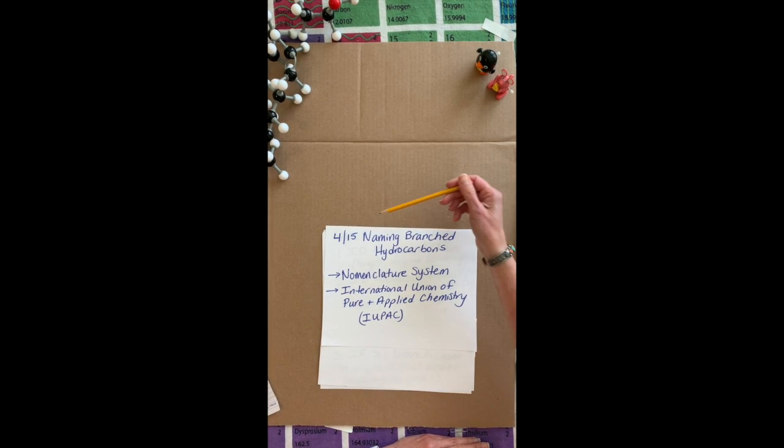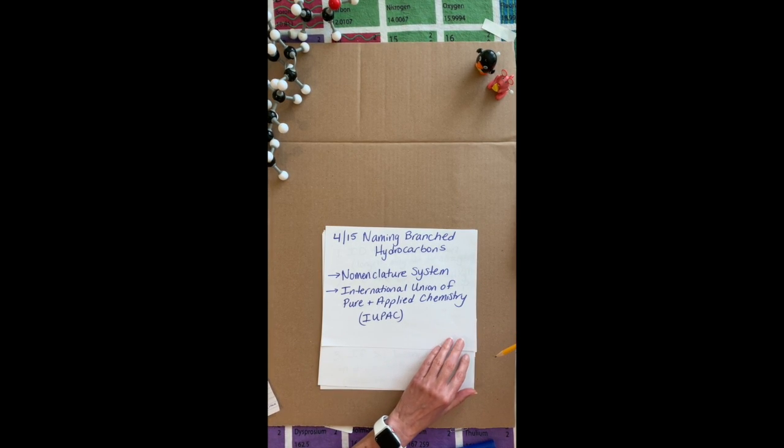Hi everyone, we are on to our second lesson on organic chemistry. Today is April 15th and we are going to learn how to name branched hydrocarbons. So first of all, the official name for naming compounds is called nomenclature. And these naming systems are developed by the International Union of Pure and Applied Chemistry, IUPAC. So I wanted you to be familiar with that because sometimes we could see that terminology used.